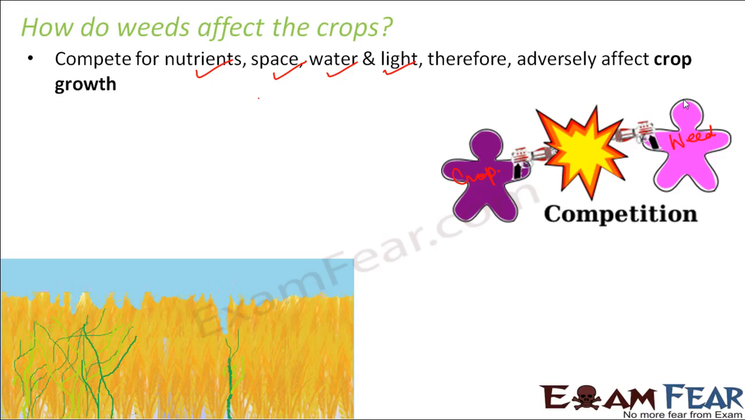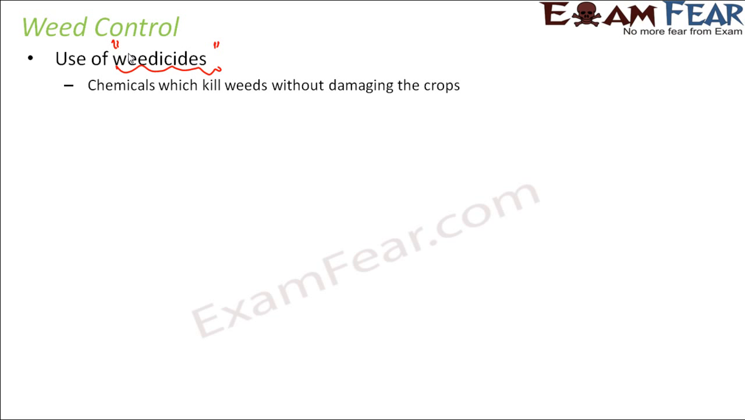So what do we do? We kill the weeds. So how do we kill the weeds? For that we use weed control techniques, and in this we use chemicals called weedicides. Like how we have insecticides to kill insects, pesticides to kill pests, similarly we have weedicides to kill weeds. These are chemicals which kill weeds without damaging the crops. That is interesting, that these chemicals are going to kill the weeds only, because the weeds and the crops are present very close to each other.